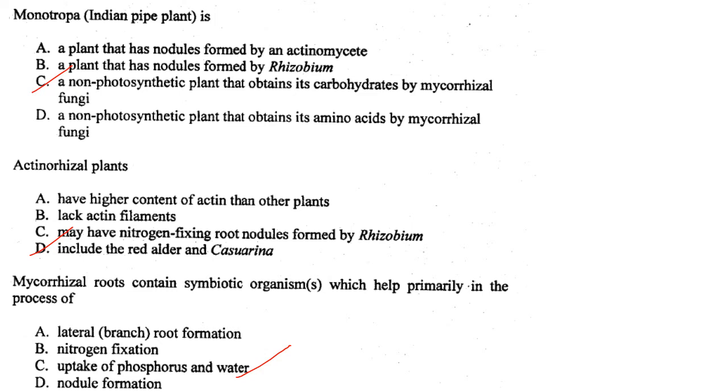Then mycorrhizal roots contain symbiotic organisms which help primarily in the process of. So mycorrhizal roots contain symbiotic organisms, and these organisms help in the uptake or absorption of phosphorus and water. So answer is option C.